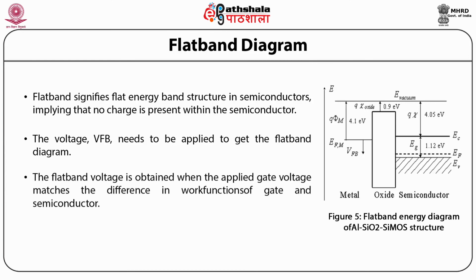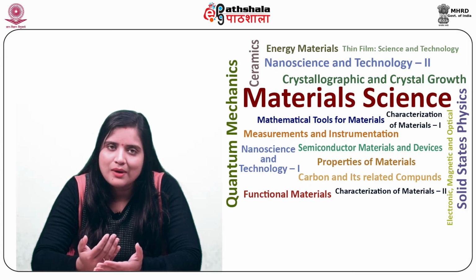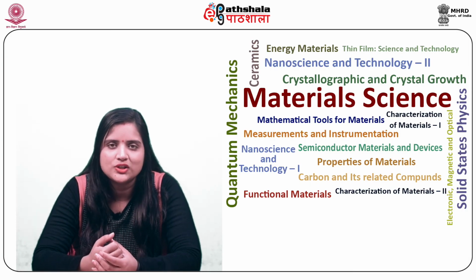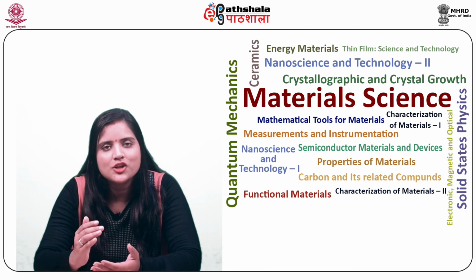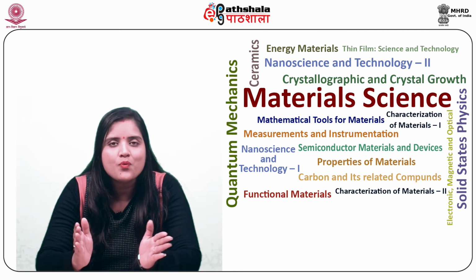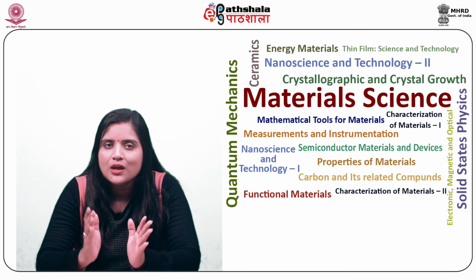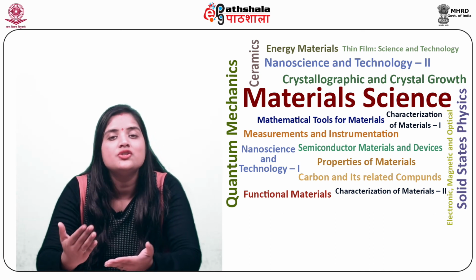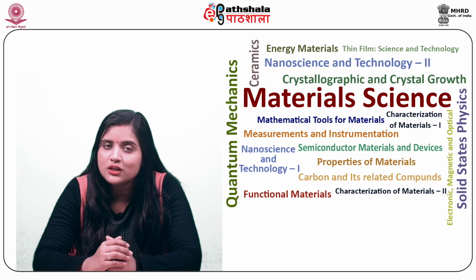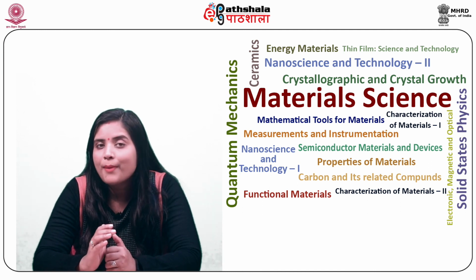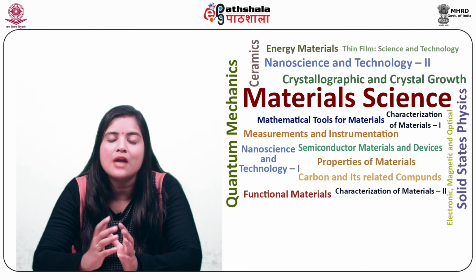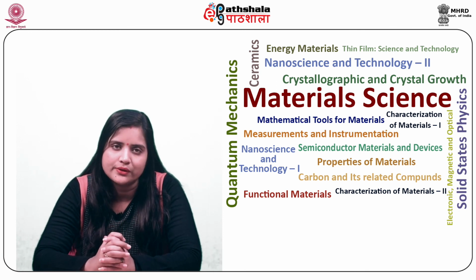The flat band voltage is obtained when the applied gate voltage matches the difference in work functions of gate and the semiconductor. By applying low voltage to a metal, its valence band edge may be shifted away from Fermi level, and holes are pushed away by the gate, decreasing the carrier density and lowering the capacitance, which can be seen as the valley in the middle of figure.